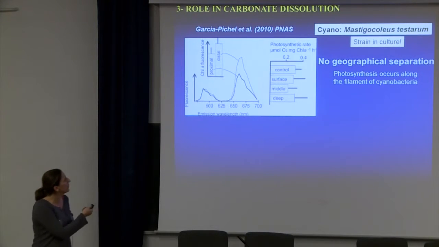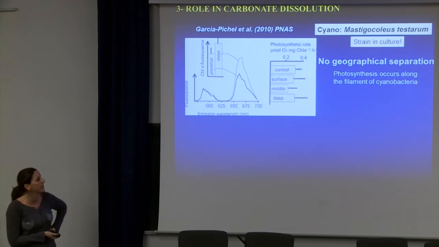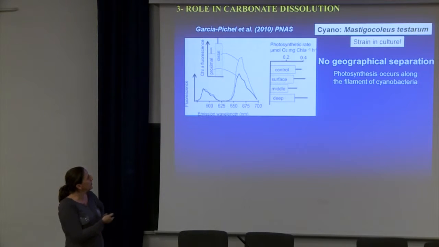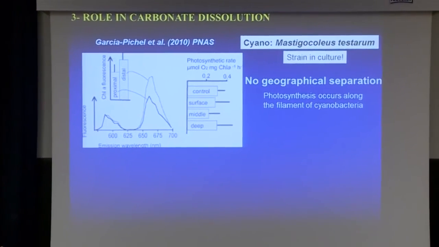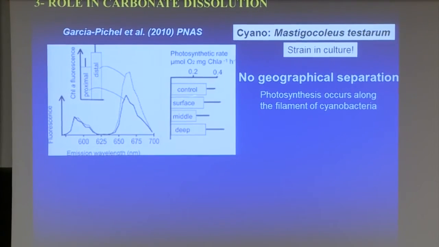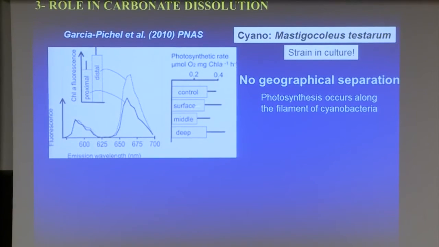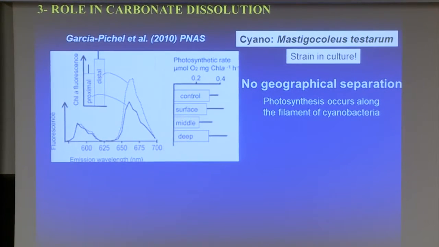Well, it took 4 years for Garcia-Pichel et al. to show, for the cyanobacterium Mastigocoleus testarum maintained in culture, that there is no geographical separation of the process. Here, along a filament of the cyanobacterium, they studied the photosynthetic activity and showed that there were no significant differences along the filament. Photosynthesis is taking place everywhere, not just near the surface.